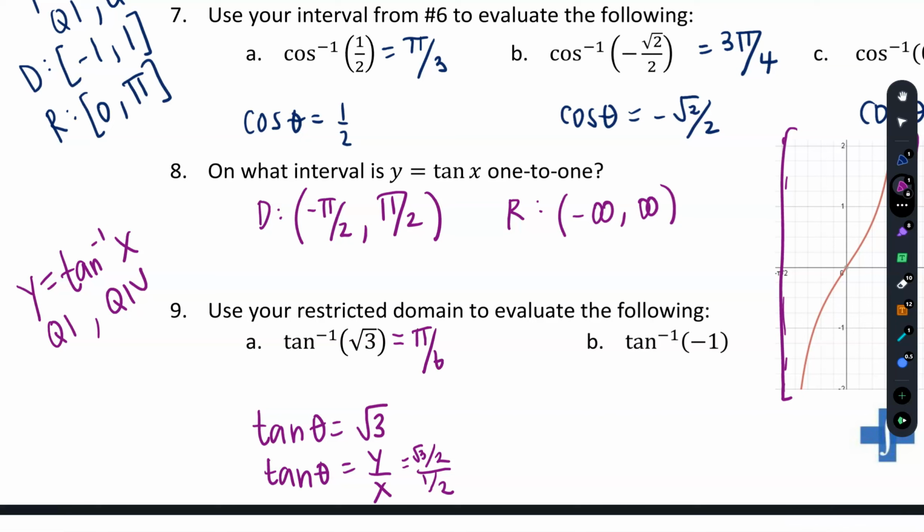Where is inverse tangent going to be equal to -1? It's where the x and the y values are going to be what?